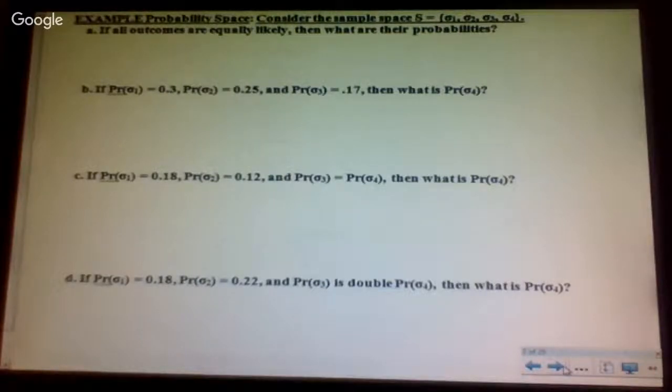So, this tells me I have a probability space. I've got event 1, 2, 3, and 4. That's what these stand for. Each one of those is a probability. If the outcomes are equally likely, what is the probability of each one of these events?